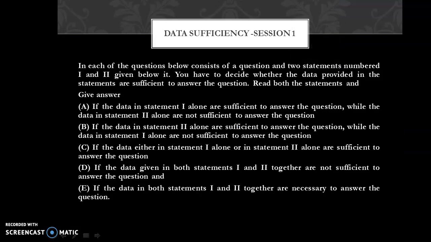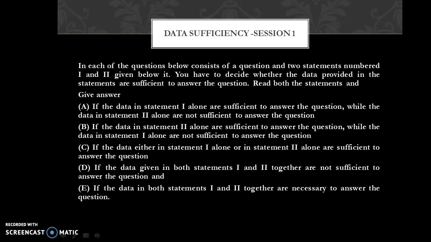Let's look into the questions. Some information will be given, and two statements will be given along with that. You want to decide whether the data provided in the statements are sufficient to answer the question. So you read both statements and give the answer.